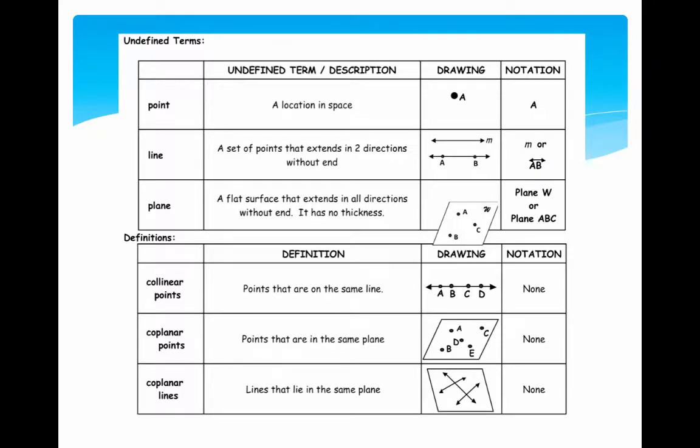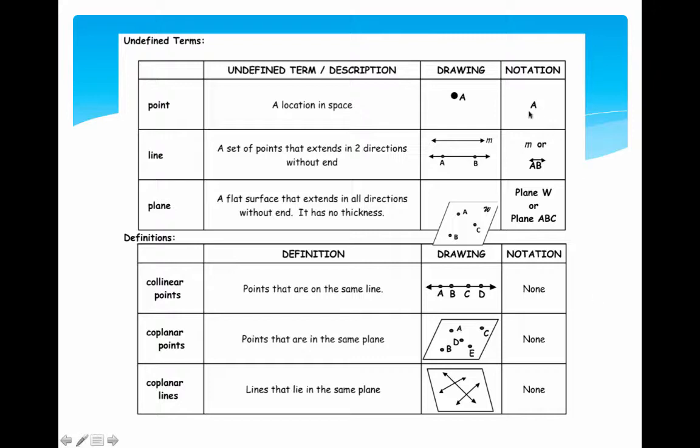Okay, so we have these undefined terms like point, line, and plane, and we have to have an understanding of what those things are so that we can define other things in terms of them. So a point is a location. It doesn't have any measure in any direction. It's got no width, no height, no depth. It's just a single point with zero measure. So we'll call it a location in space.